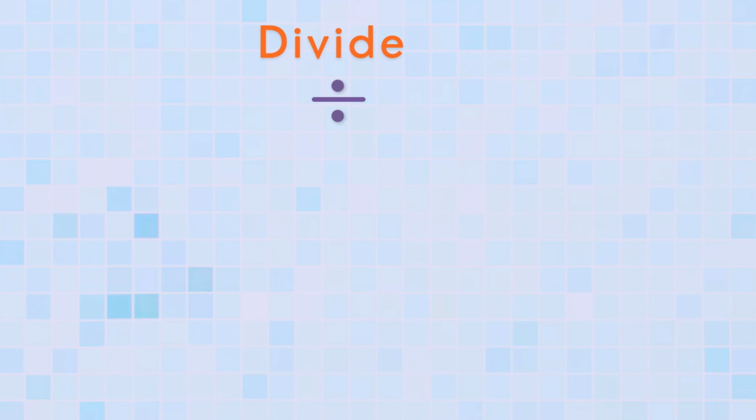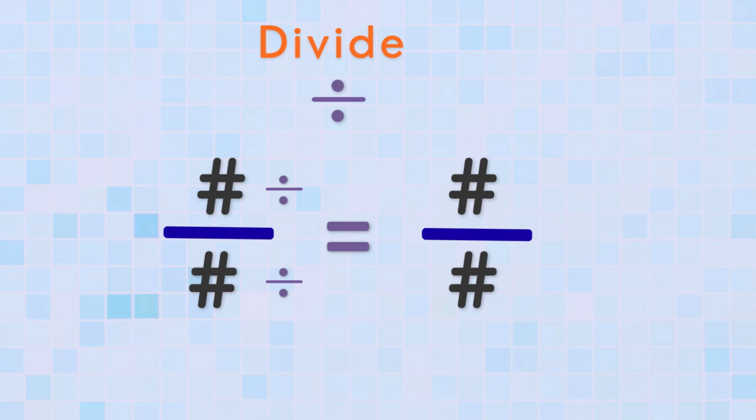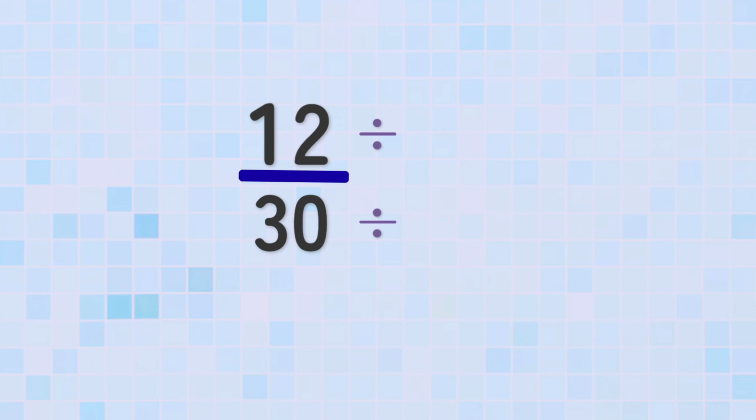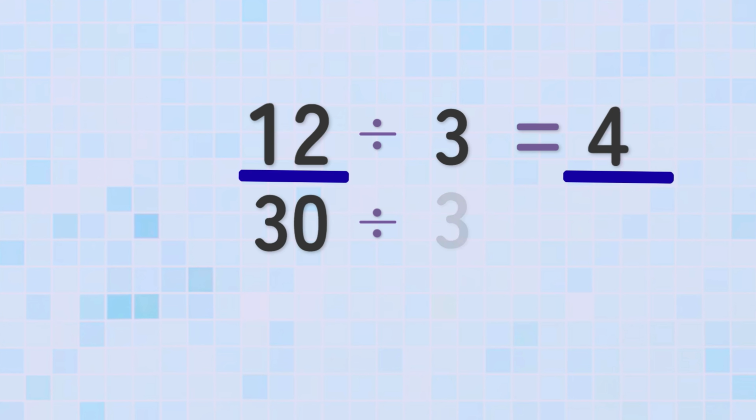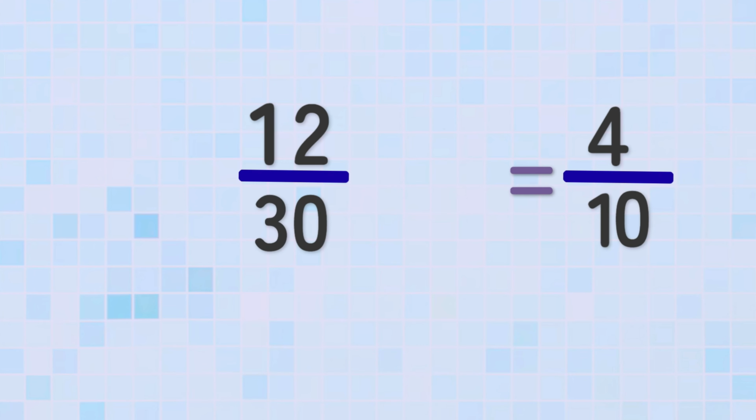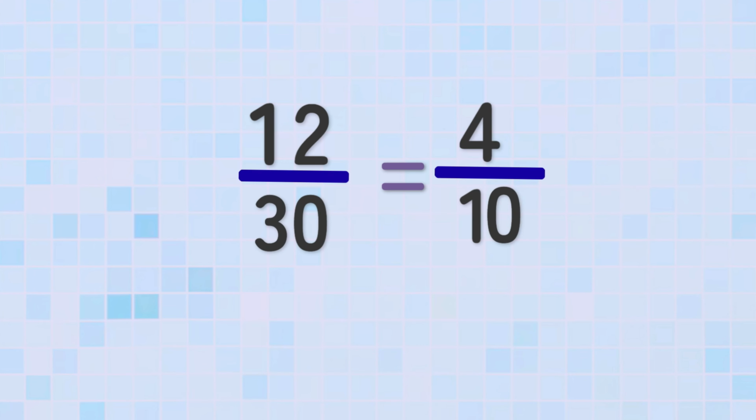We can also divide to get an equivalent fraction. For example, let's take 12/30. We can divide both numbers by 3 since they are both divisible by 3. On the top, 12 divided by 3 equals 4. On the bottom, 30 divided by 3 equals 10. So 12/30 is equivalent to 4/10.